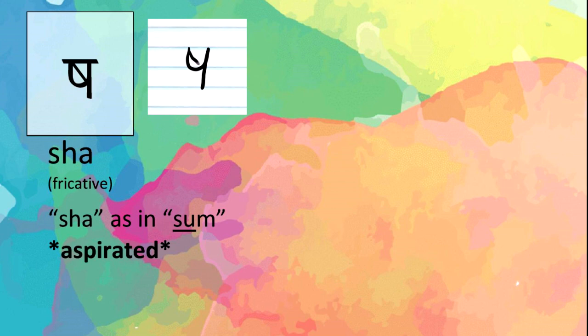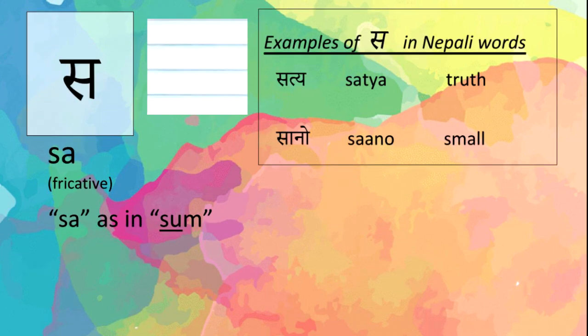Our next letter, again we have sa, sa as in some. I don't have any examples of this letter, but you'll see it sometimes. And then next we have another sa, as in some. Examples of this sa are Satya, which means truth, and Sano, which means small.